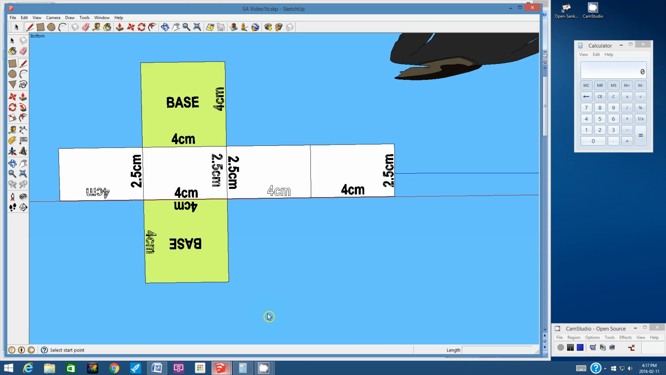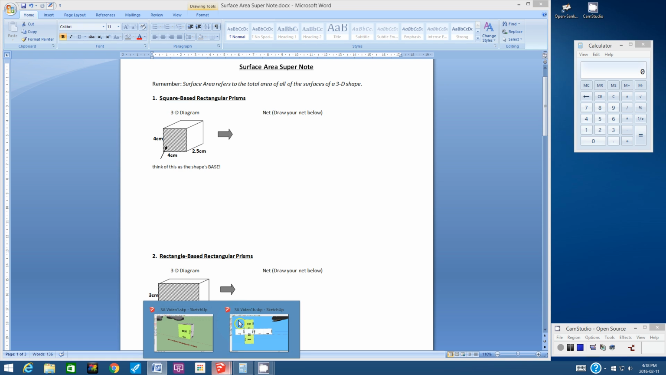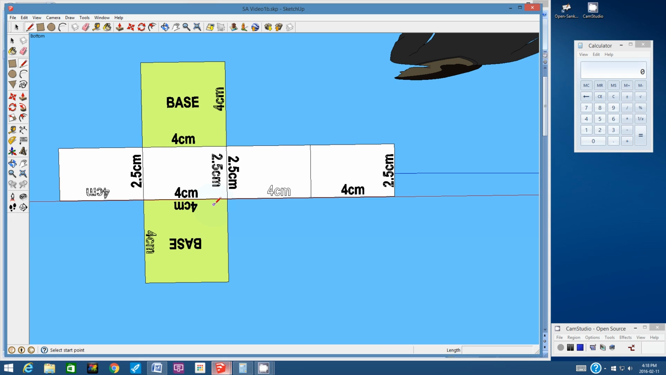Okay, so at this point, could you please draw a small diagram of this net in the space provided in your notes right here? But don't make it too large because we're going to need this area for our calculations. So press pause at this point, and then I want you to draw a rough diagram of this net, but I want you to make sure that you've included the measurements. The measurements are going to be very helpful when we go to calculate area. Okay, so press pause now.